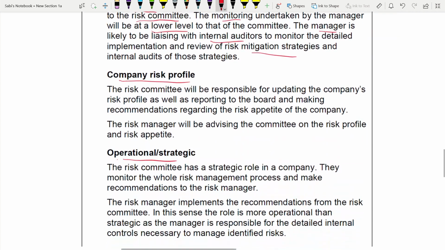Coming to the company risk profile. They are responsible for updating the company's risk profile, the risk committee, and report that to the board and make recommendations also. Risk manager, they will be advising the committee on the risk profile and risk appetite.